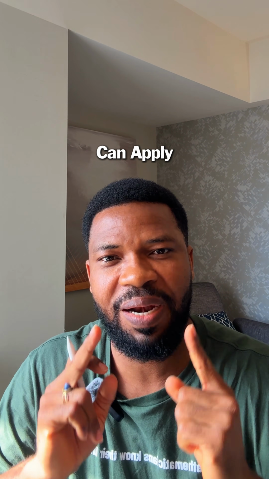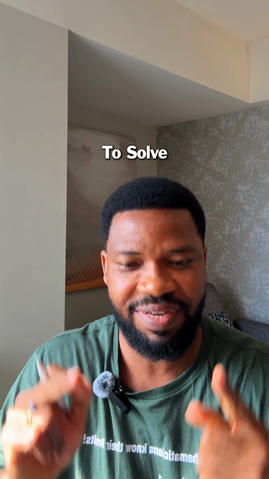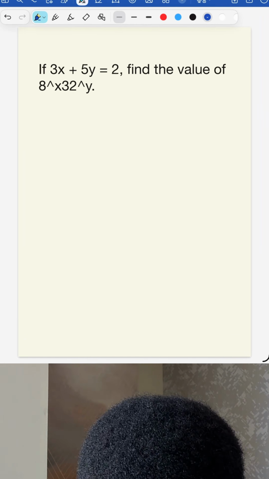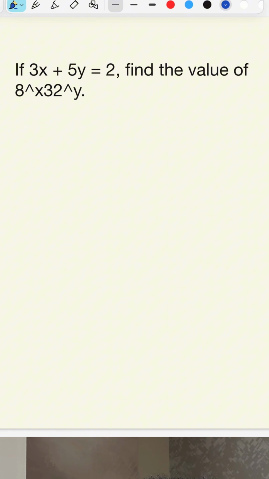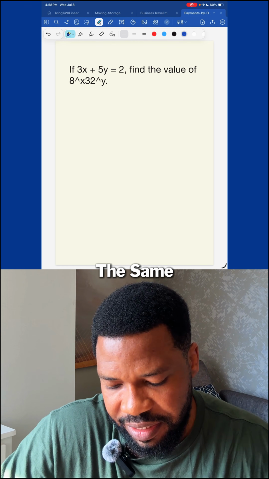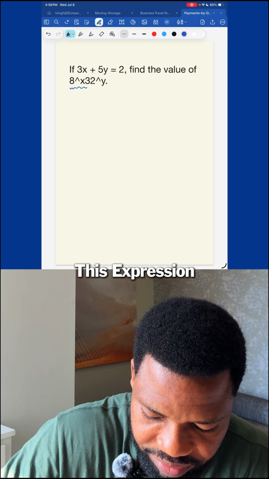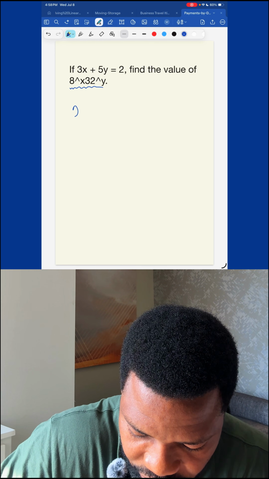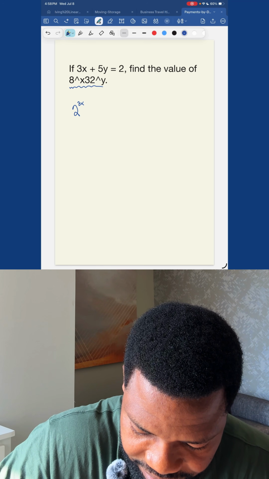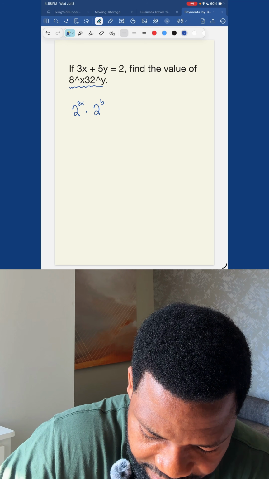This is a very good question, and let me show you how you can apply the same principle to solve this question. If 3x plus 5y equals 2, find the value of 8 to the power of x times 32 to the power of y. So applying the same principle, we can rewrite this expression here as 2 to the power of 3x times 2 to the power of 5y.